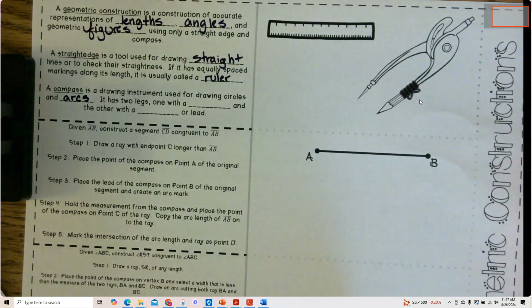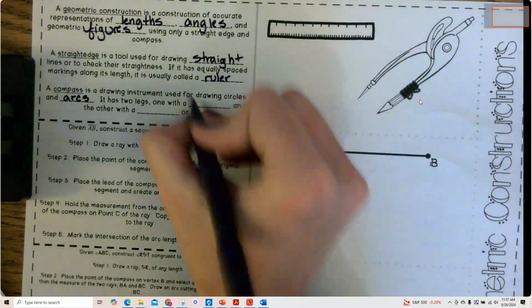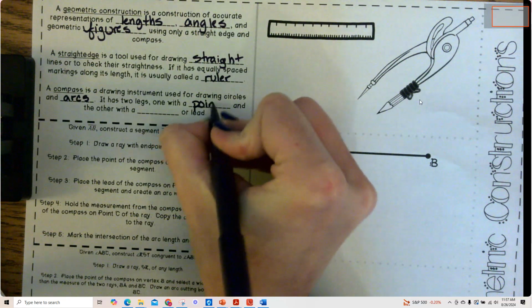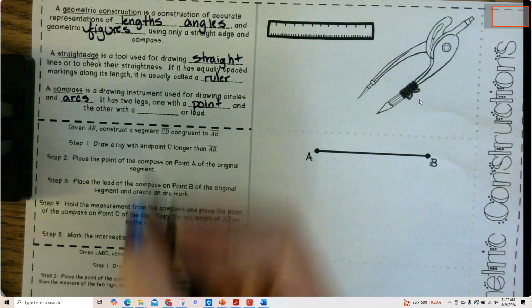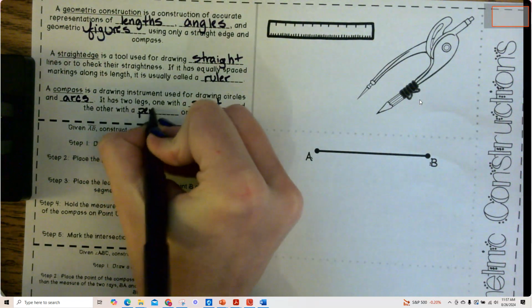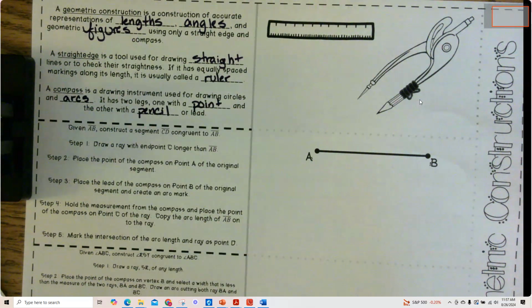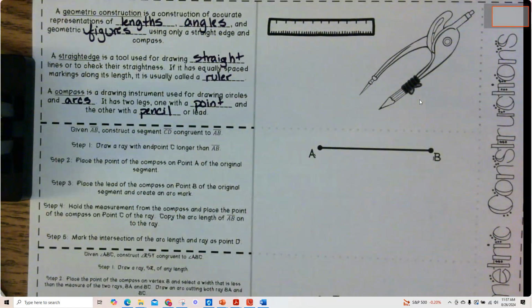All right, a compass is a drawing instrument used for drawing circles and arcs. Not like Noah's Ark. It has two legs, one with a point, the other with a pencil or lead. So when I was learning this, it was called the lead. Anytime the teacher was telling us to do something, she would say, take the lead and do this.